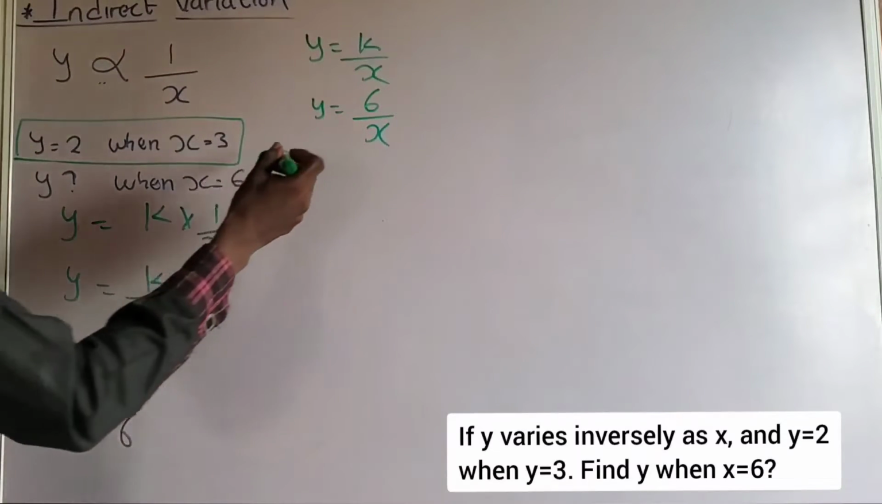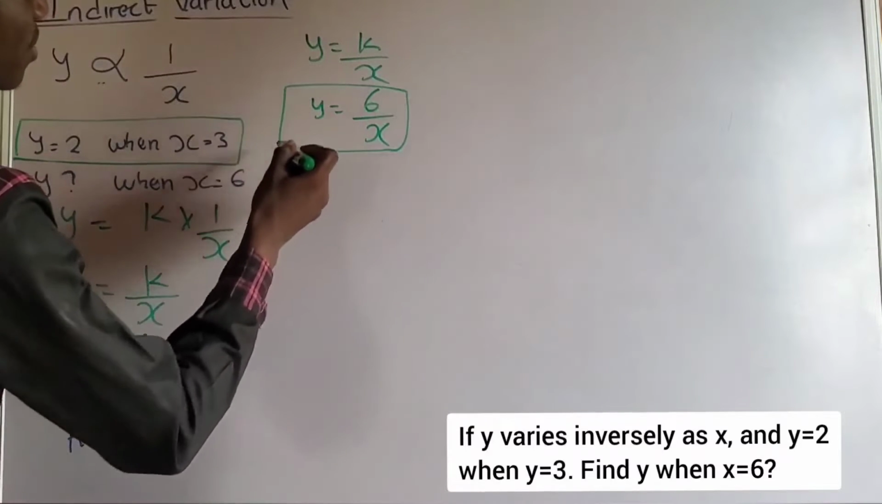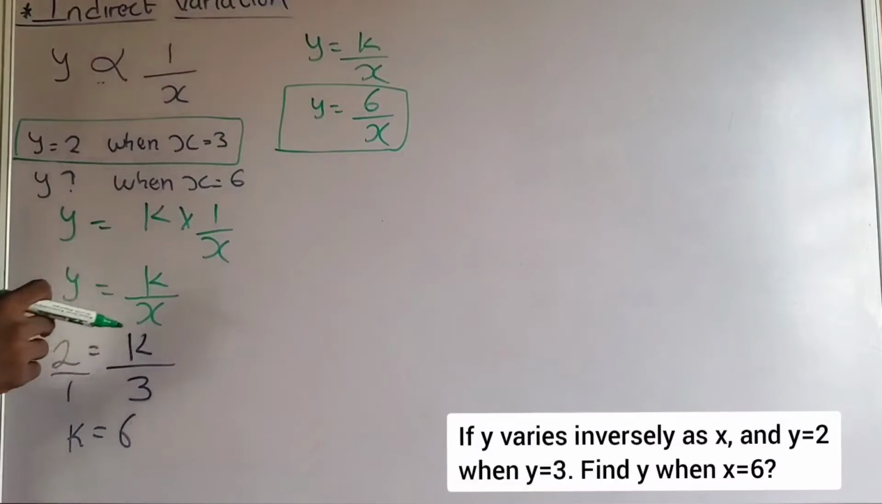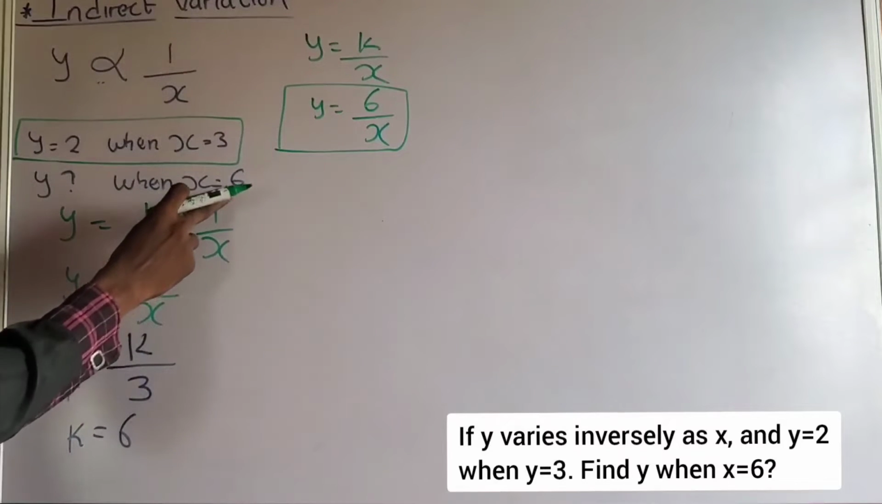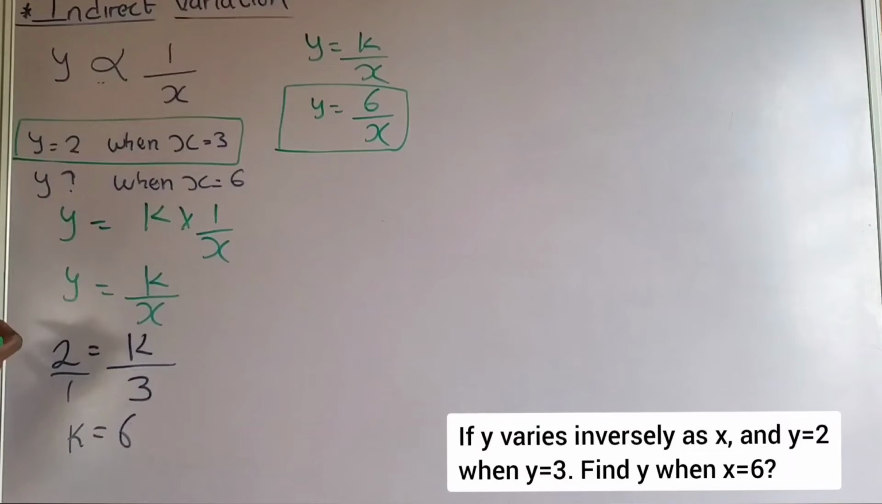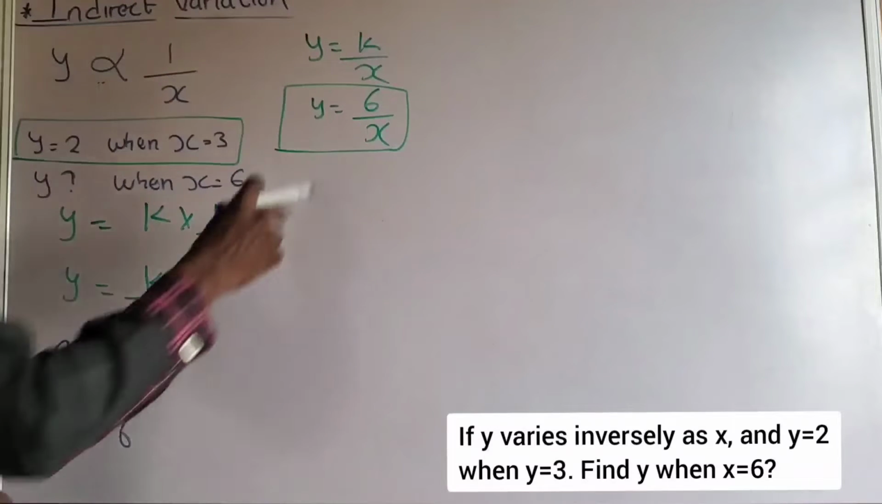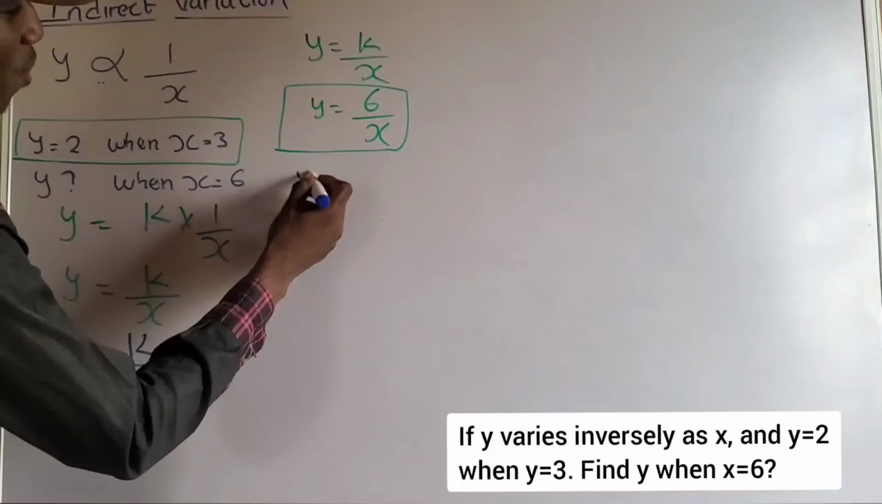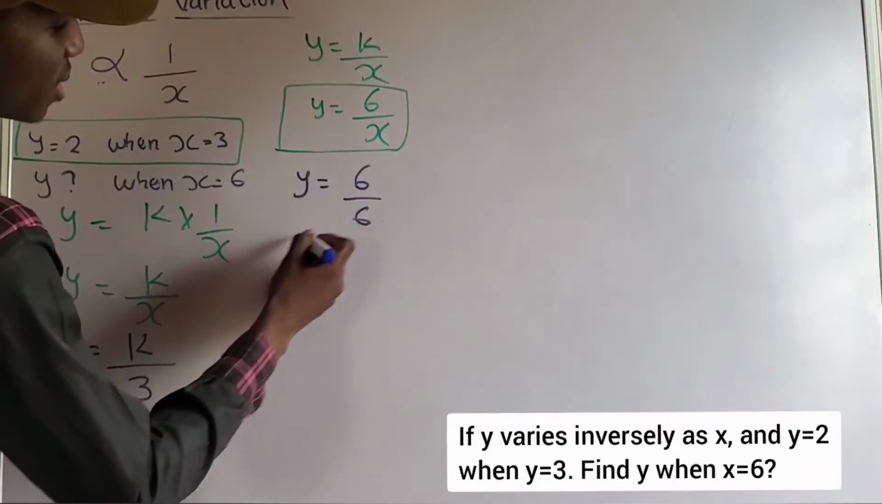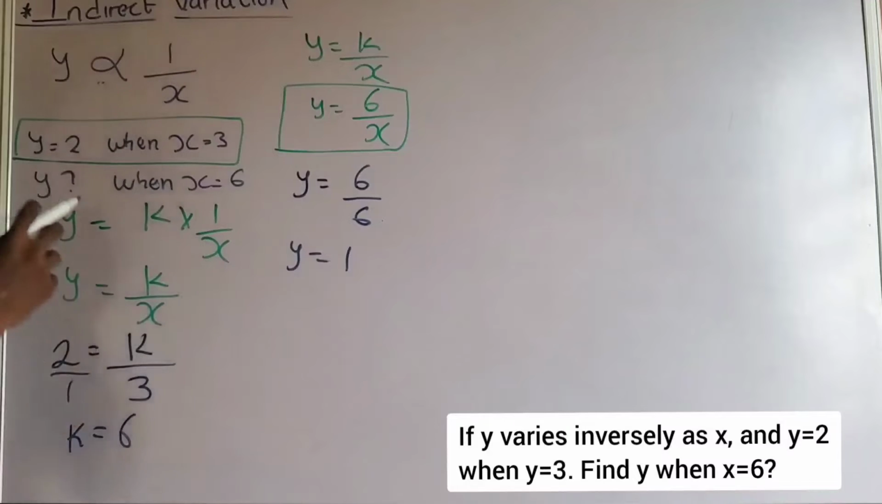Okay. Now, this is the relationship between y and x. This is the relationship that exists between y and x. So when x equals 6, I can easily get the value of y. All I have to do is replace x with the value that I'm given. So I'm going to have y equals 6 over 6. So y equals 1. Hence, when x equals 6, y equals 1.